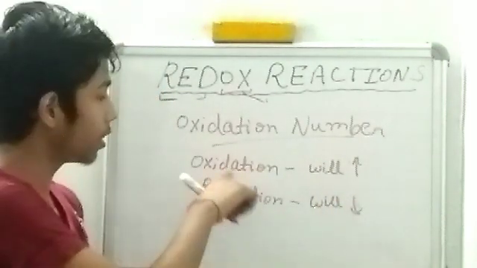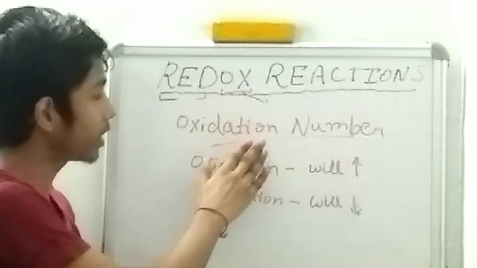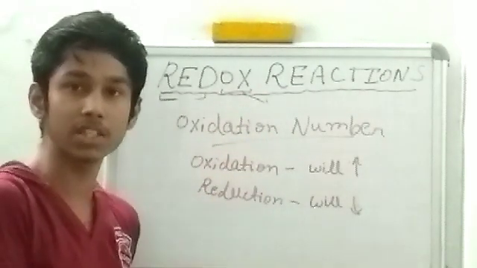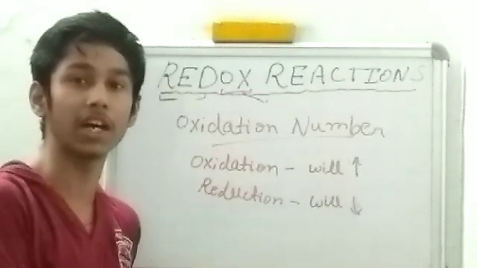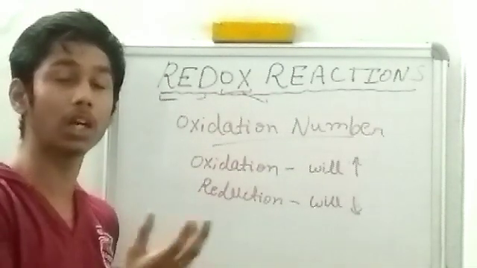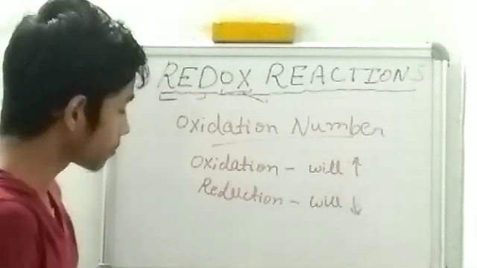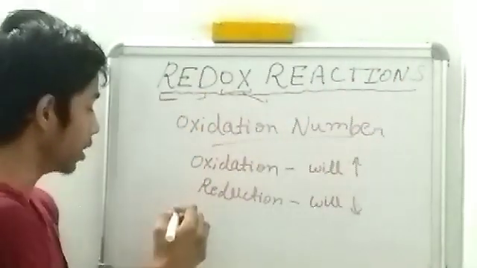Now let's take an example. So you have understood what oxidation number is. It is just the valency plus its charge, either positive or negative. And how would you determine whether to put a negative charge or a positive charge? For this, let me discuss an example.